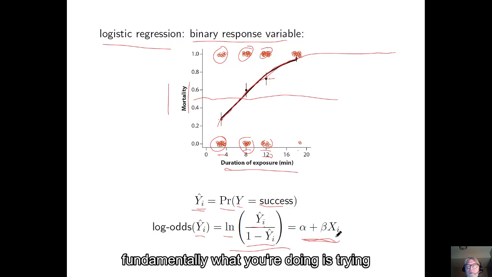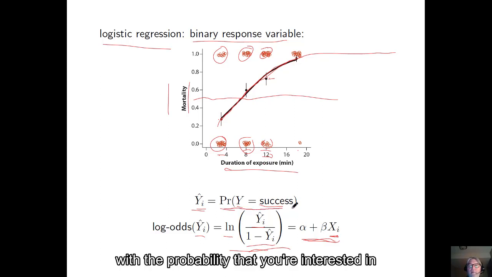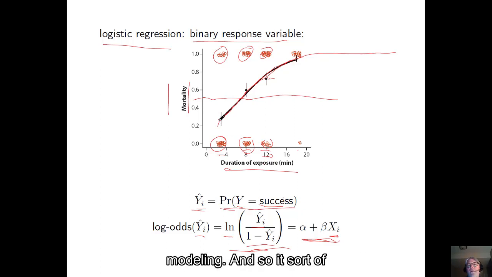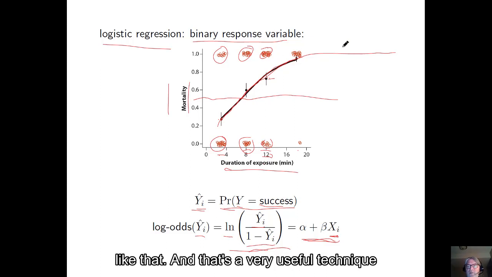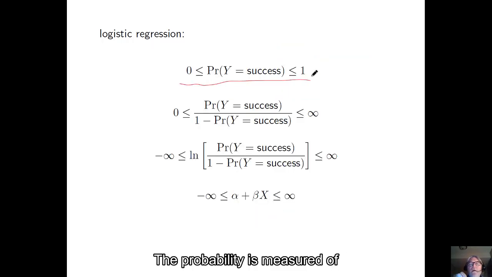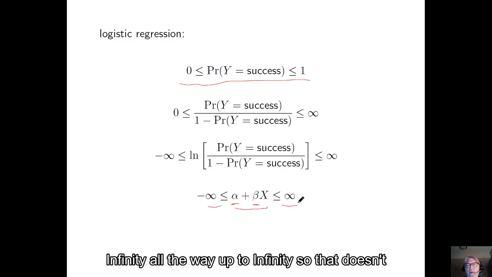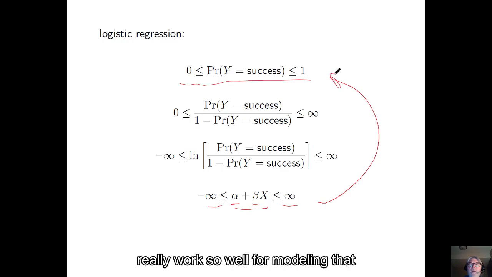But fundamentally, what you're doing is trying to fit a relationship between the explanatory variable and this log odds that scales in a monotonic way with the probability that you're interested in modeling. And so it sort of levels off like that. And that's a very useful technique, just to make some sense of why we do this transformation. The probability is measured, of course, on a range from 0 to 1, but a linear function like this with a y-intercept and a slope can go from negative infinity all the way up to infinity. So that doesn't really work so well for modeling that directly.